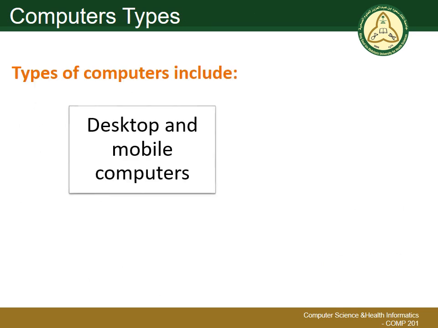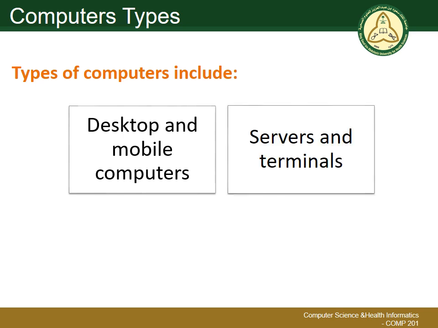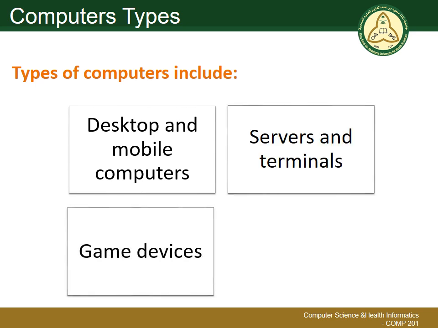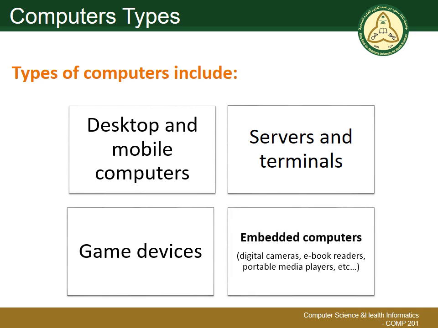When we talk about computers, there are several types of computer. The main types are desktops and mobile computers. Another type is servers and terminals. A third type is game devices. And a fourth type is embedded computers.